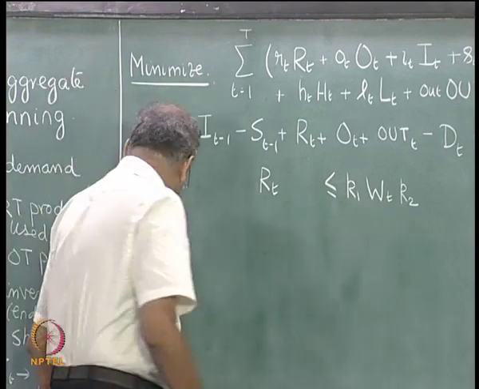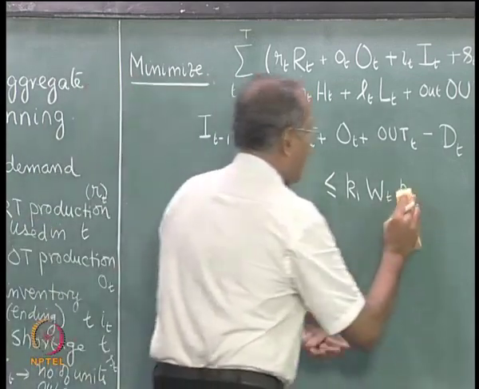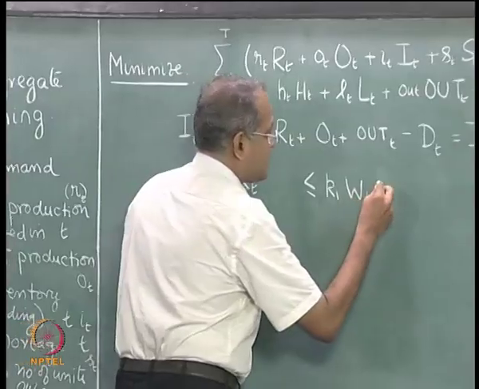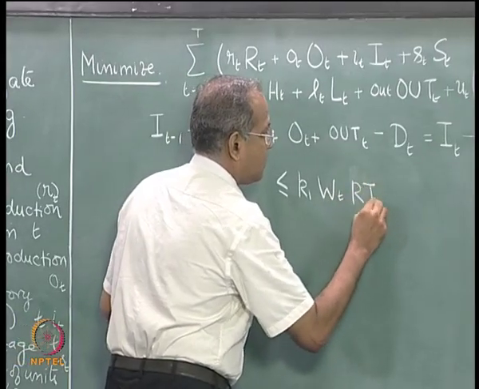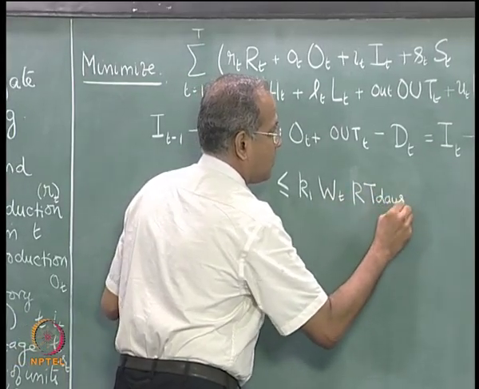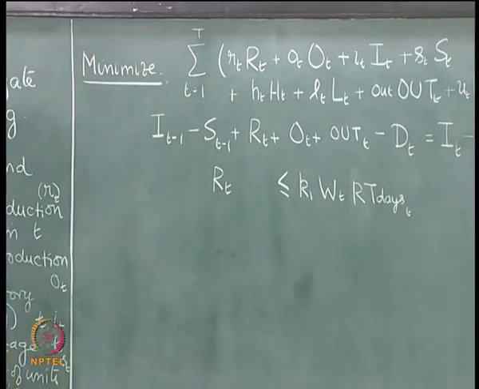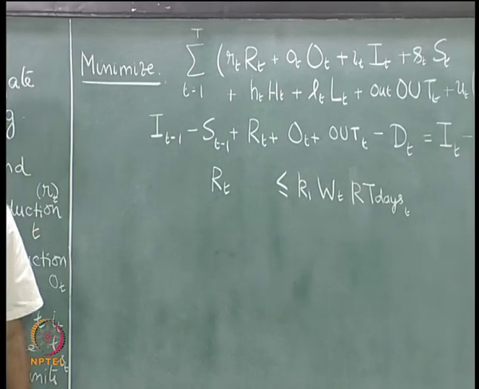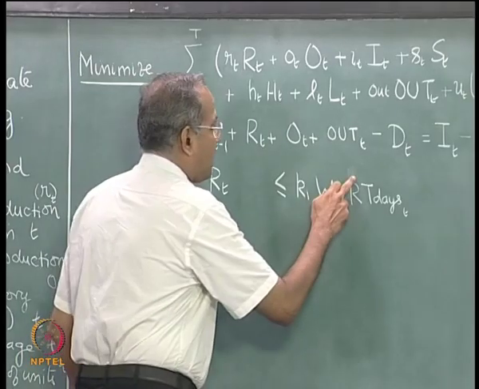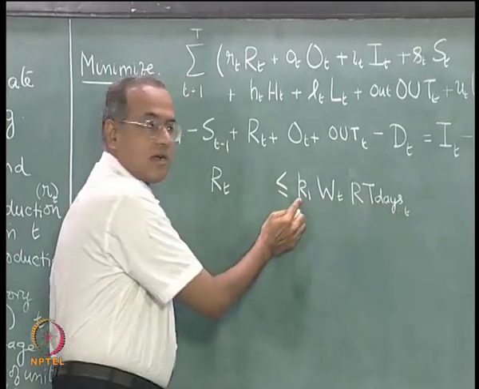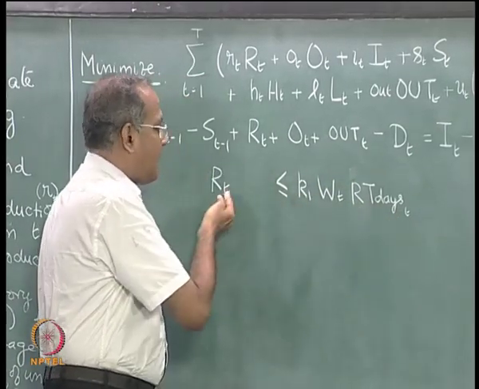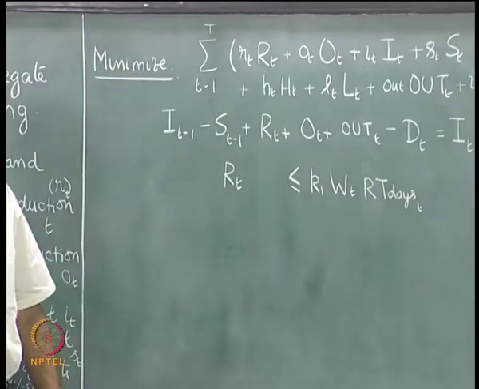So, I can either use it as K2 or I can use it as RT days of T, number of regular time days available in period T, or I can multiply, this is a constant, this is a constant. So, I can simply say RT is less than or equal to some constant times Wt.